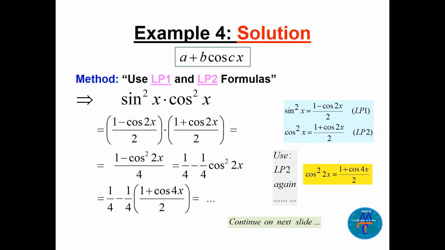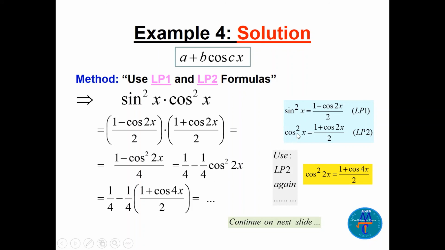1 minus cosine squared. Now let's split this one as, just be careful here, 1 over 4 minus 1 over 4 cosine squared of 2x. Why I did that? Because I need to use the LP2 again. See, this is squared on the cosine, but the angle is 2x. So according to LP2, this angle here will be doubled. So that will be 1 plus cosine of 4x divided by 2.